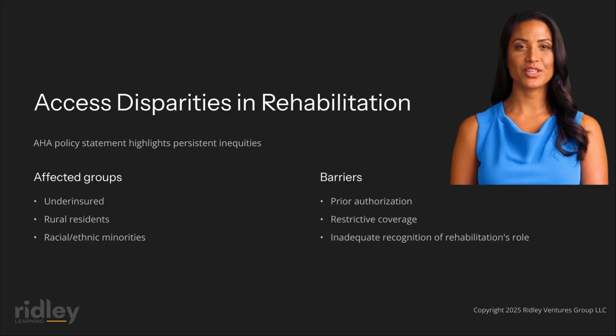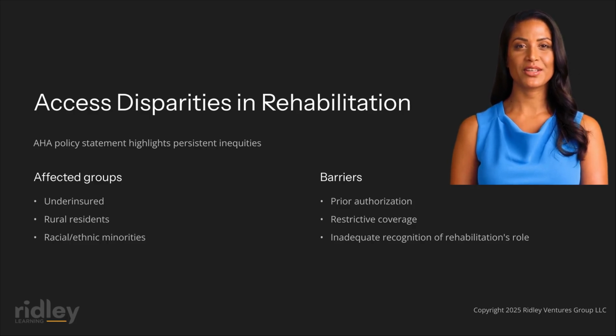The American Heart Association and American Stroke Association policy statement on improving access to stroke rehabilitation and recovery highlights the persistent inequities that limit many stroke survivors' access to appropriate rehabilitation services, particularly affecting underinsured patients, those living in rural areas, and individuals from underrepresented racial and ethnic groups.